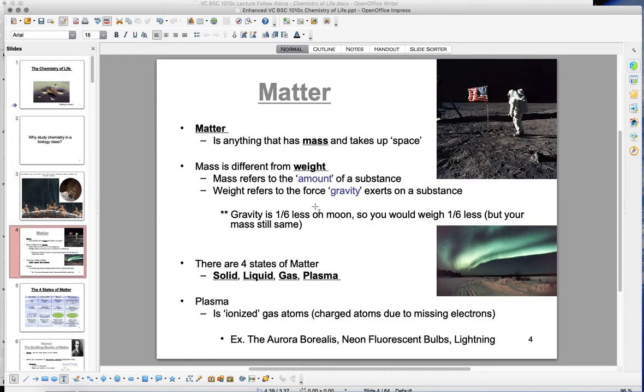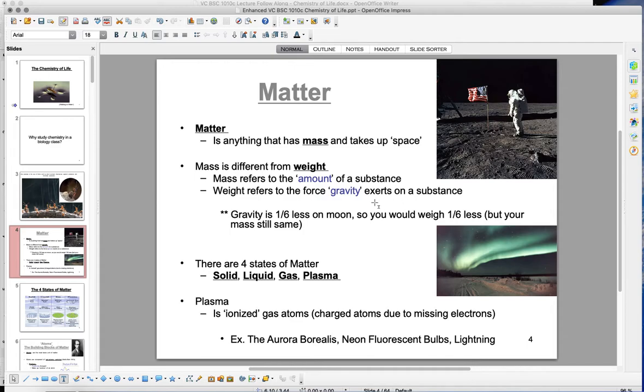Then what is the difference between mass and weight? That is always a question that I get. If matter is something that has mass and takes up space, what is the difference between mass and weight? Mass is the amount of substance that you have, the amount of matter that you have. And weight is something that has to do with gravity.